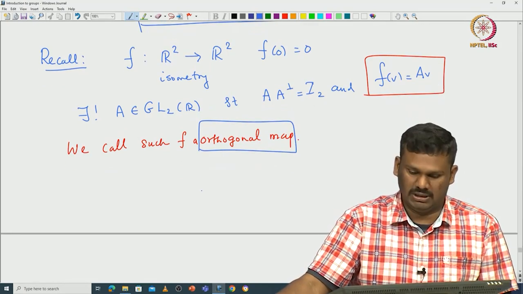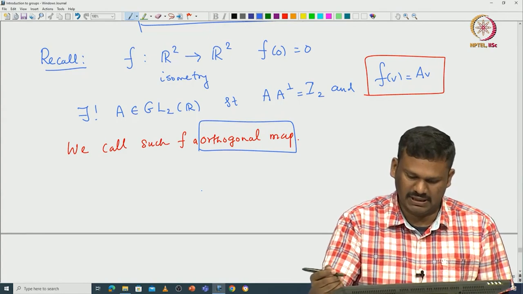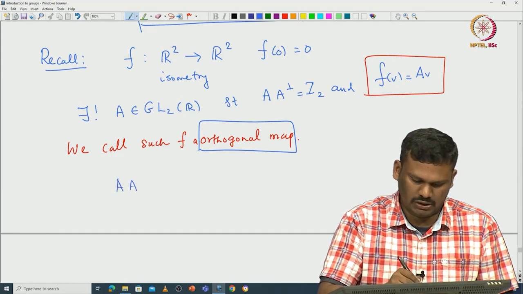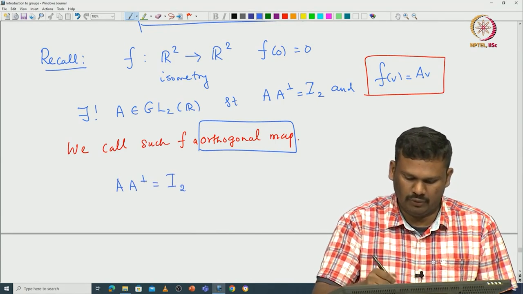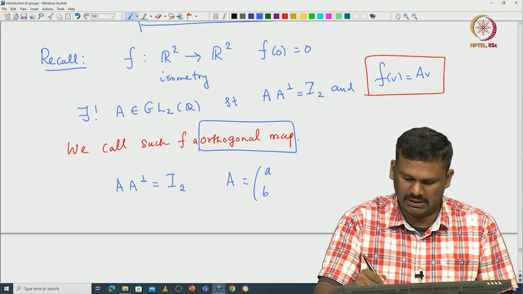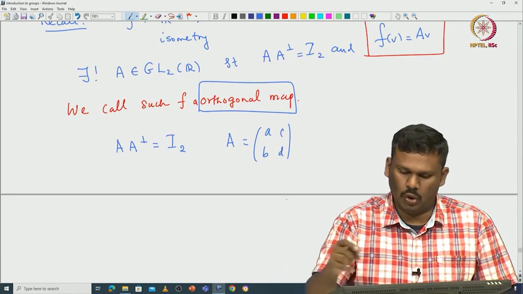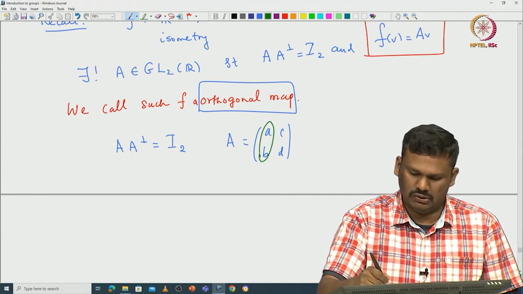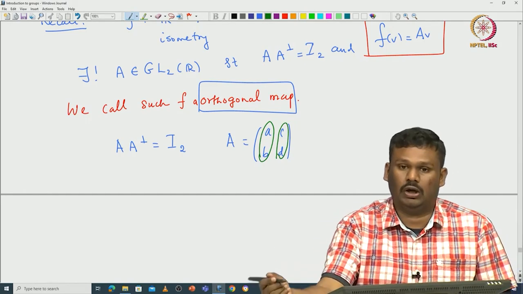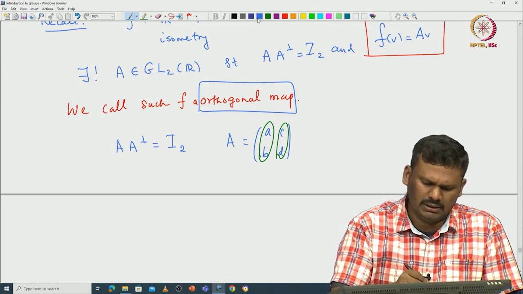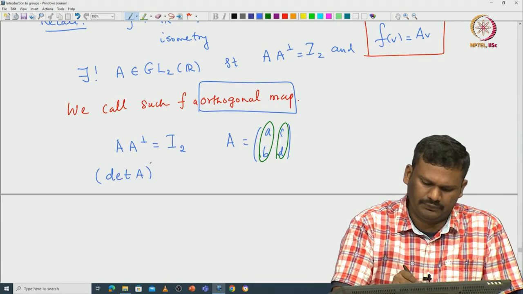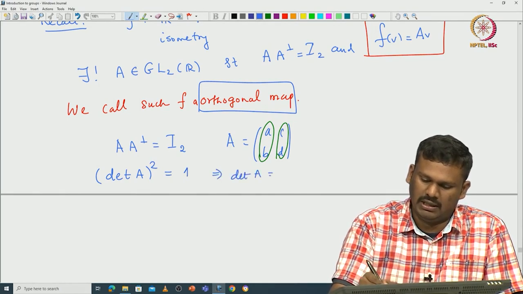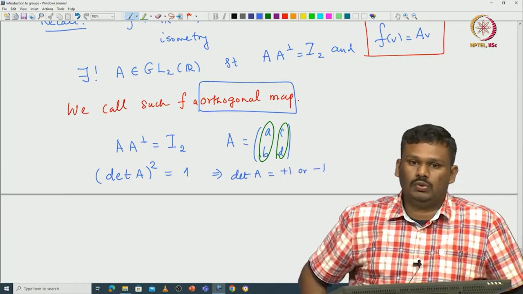Now we want to use this information about A and try to explicitly determine what they do on R2. So take A transpose A equal to identity. We already know that if you write A as the matrix with entries A, B, C, D, then the columns must be orthonormal vectors. So (A, B) and (C, D) form orthonormal vectors in R2. In particular, the square of the determinant of A is going to be 1. That forces the determinant of A to be either plus 1 or minus 1. So only two choices are there.